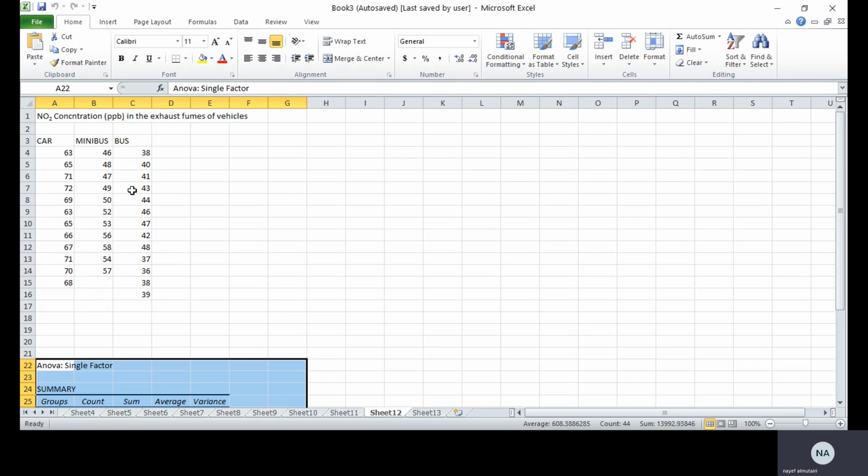The one-way ANOVA will find out the F statistic, which is simply the ratio of variation between sample means to the variation within the samples. If this ratio is really high, which means H naught is weak, and we cannot trust H naught, we have to go to H1.